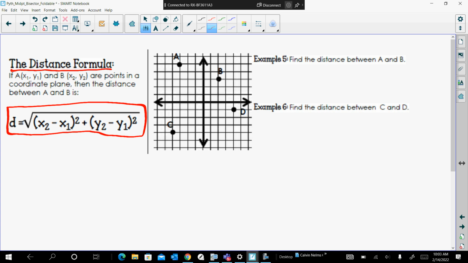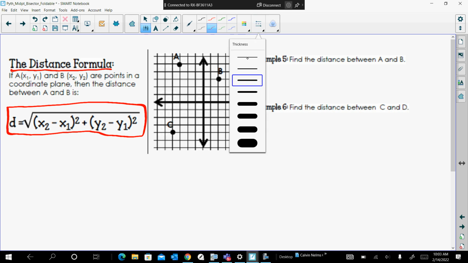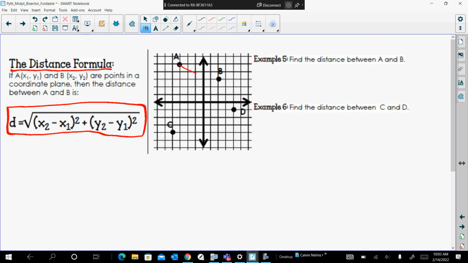Again, on example 5, since we are trying to find the distance from A to B right here, I know that's not a very accurate line, but let me fix that. Okay. I can use the formula with the coordinates. My A is at -3, comma 5. And my B is at 2, comma 3.